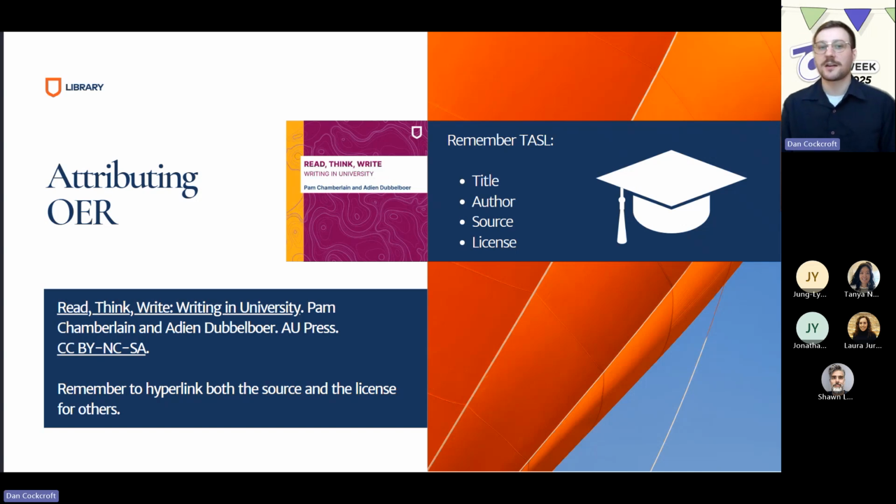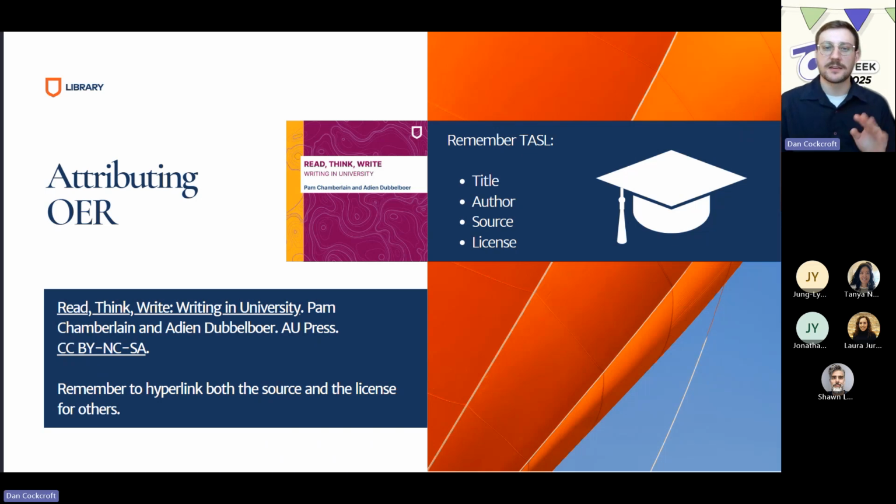If you found an OER, you've assessed it, you're using it in your course, maybe externally, maybe you're keeping it in the DRR, you want to attribute it. So the way to remember this is to remember TASL, like the tassel on a grad cap. So that will be title, author, source, and license.